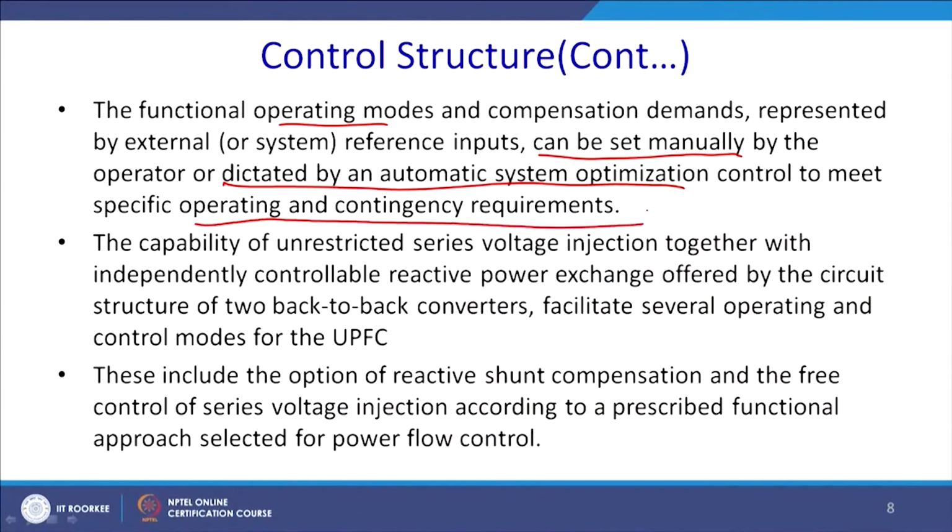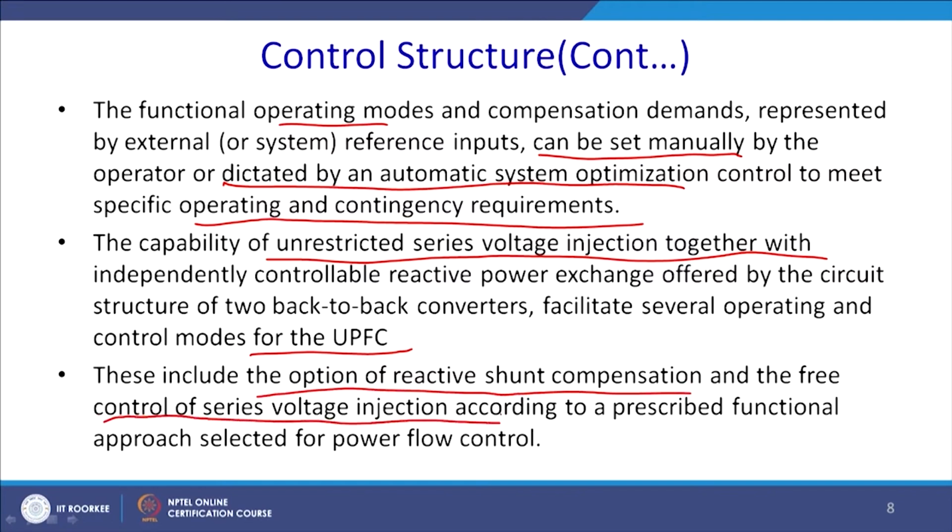Control is made to specific operating and contingency requirements. The capability of unrestricted series voltage injection through independently controllable reactive power exchange, offered by the circuit structure of two back-to-back converters, facilitates several operating and control modes for the UPFC. These include the option of reactive shunt compensation and free control of series voltage injection according to a prescribed functional approach selected for the power flow control. So, this is the overall structure of the UPFC that we have discussed already.